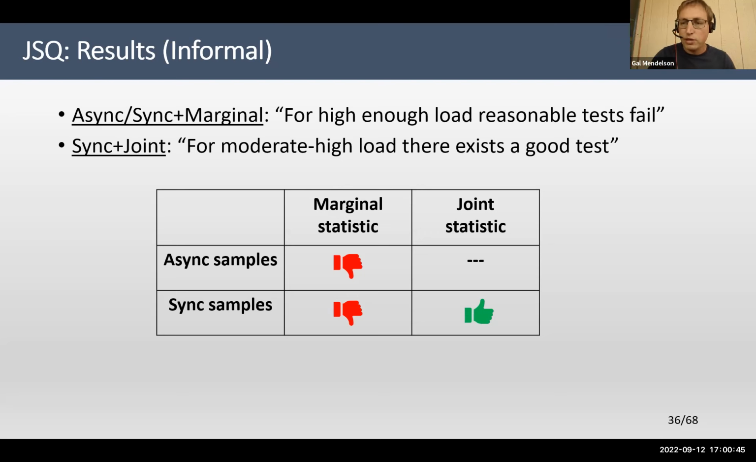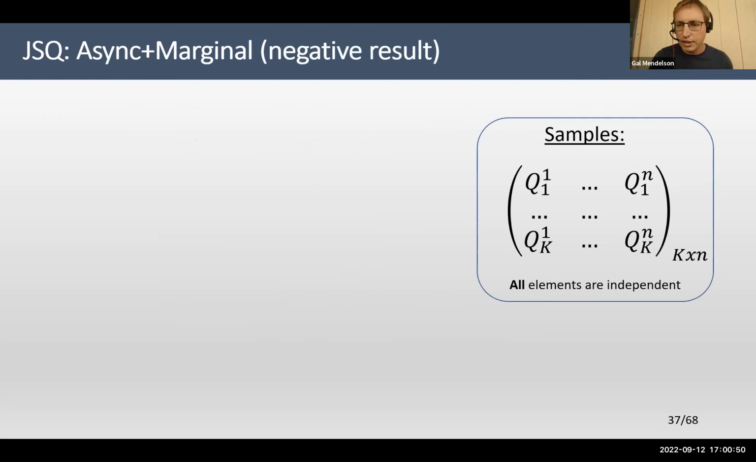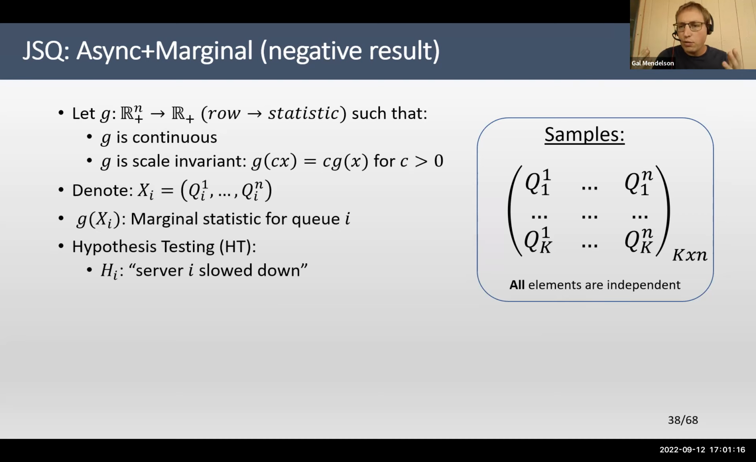So now I'm going to focus on the 2 thumbs down, the negative results, and try to explain them in more detail. In this case, we start with asynchronized plus marginal, meaning we take sparse samples and we summarize per server. Then we have a matrix of Q-length samples, all of them are independent, and each row is IID random variables because we sample the same Q length for each row. And let's define what a reasonable test means in our setting.